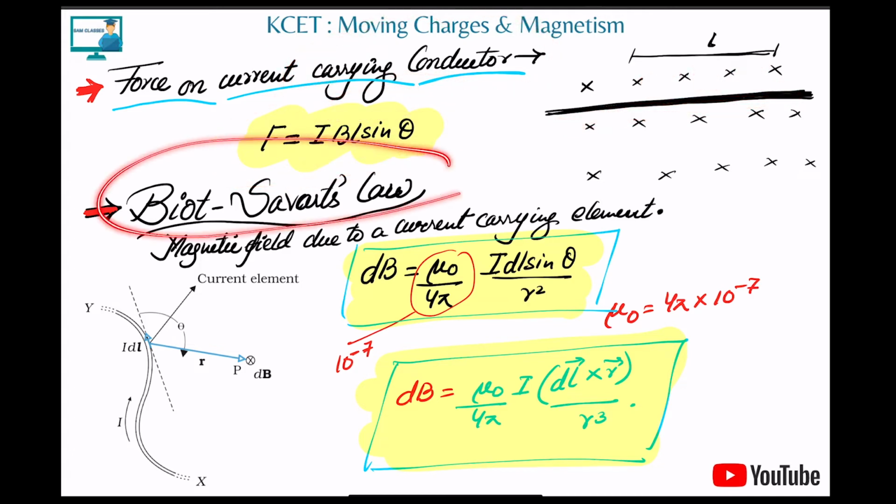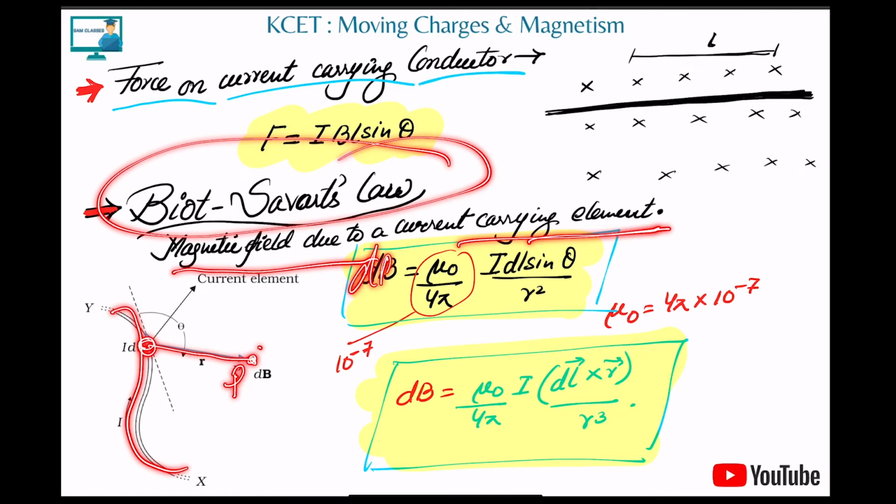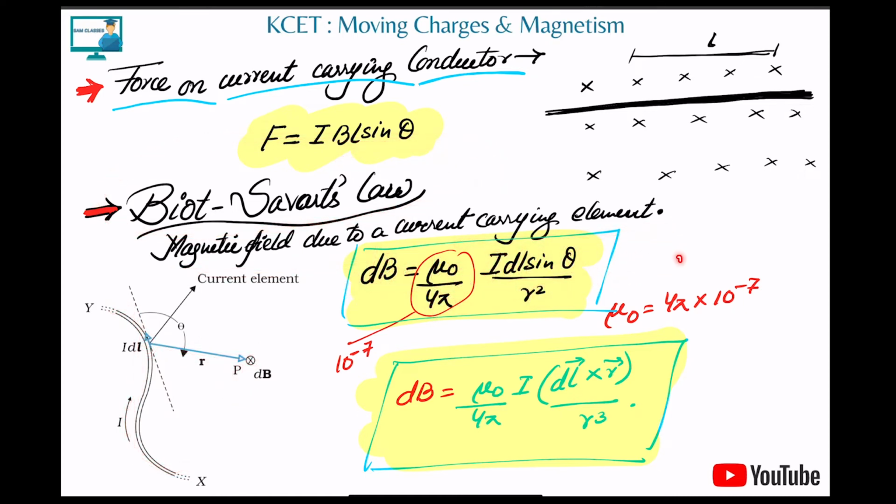Now what does Biot-Savart's law say? That the magnetic field is due to a current carrying element. Okay, so for a current carrying element, the magnetic field at this point P, dB, is given as mu naught by 4 pi, I dl sin theta by r square. So what we got? mu naught by 4 pi I dl sin theta by r square, and mu naught by 4 pi is 10 power minus 7, or mu naught is equal to 4 pi into 10 power minus 7.